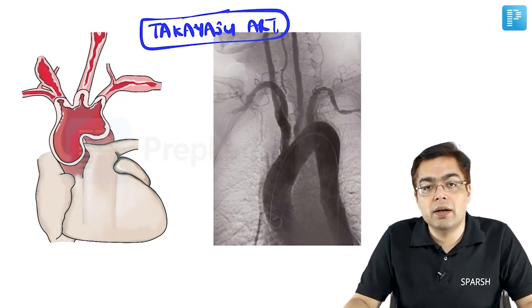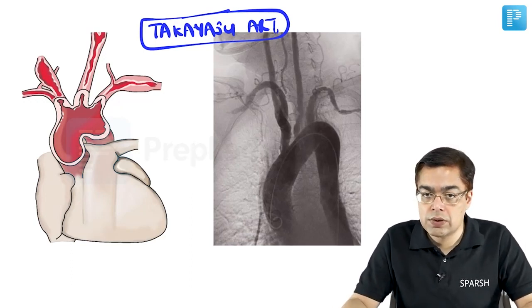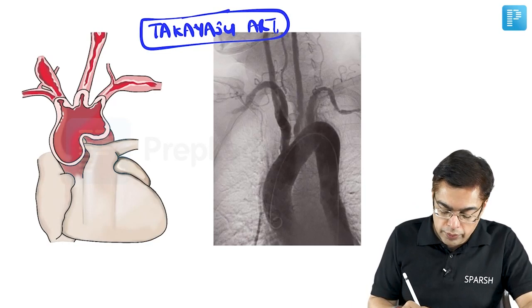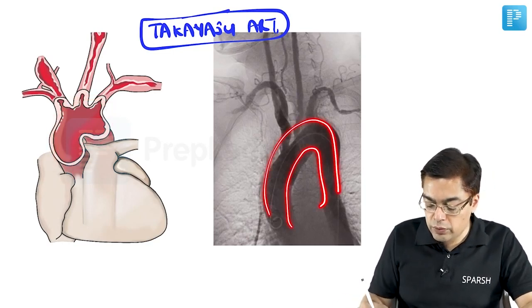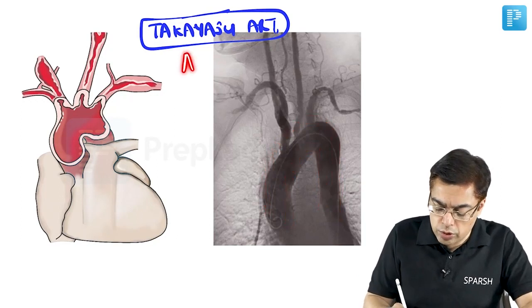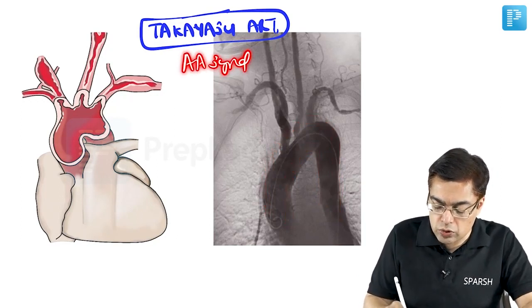Now this condition is characterized by involvement of the aorta and its branches, but very characteristically the patients are going to be getting the involvement of the aortic arch. So because of the involvement of the aortic arch, as you can find over here, the condition is also going to be given the name of aortic arch syndrome.